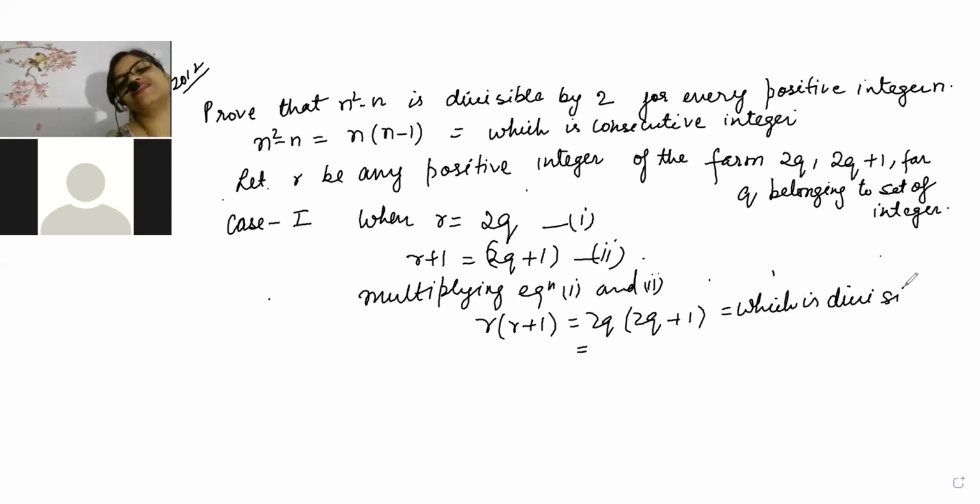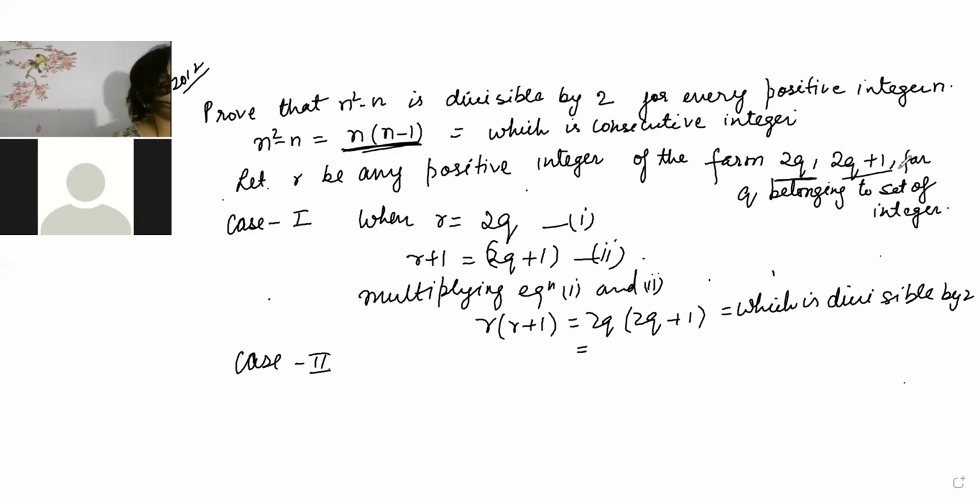After doing the divisible by 6 question, isn't this coming very easy? Now apply the same pattern, beta. Case 2. Here the multiple of 2 is there, that's why you have taken r as 2q and 2q plus 1. Now when r is equal to 2q plus 1, take it as equation 1, beta.